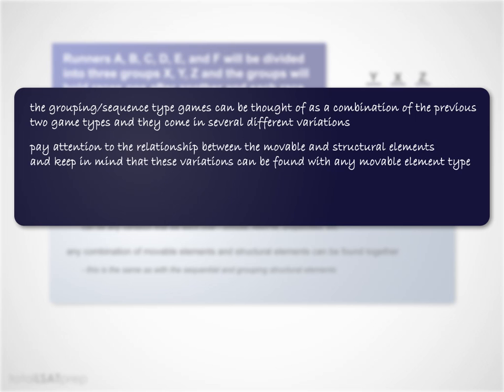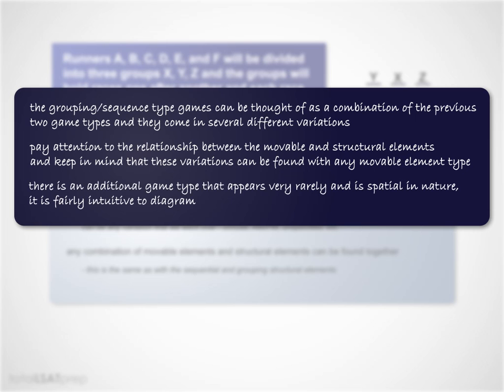You need to pay attention to the relationship between the movable and structural elements, and keep in mind that these variations can be found with any movable element type. And in addition, there's also an additional game type that appears very rarely and is much more spatial in nature, and it's fairly intuitive to diagram. And it hasn't shown up on any of the recent or latest LSATs.